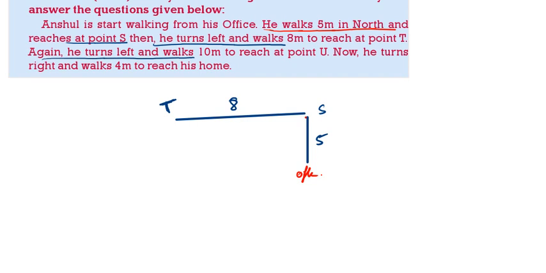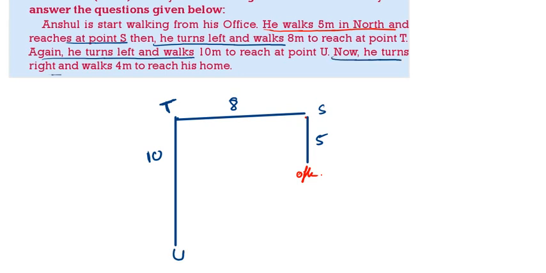Again he turns left. Now he is west facing. Turning left means moving to the south. Moving to the south, he walks 10 meters. This time he is walking 10 meters, which is 5 meters plus 5 meters, to reach U. This is U.